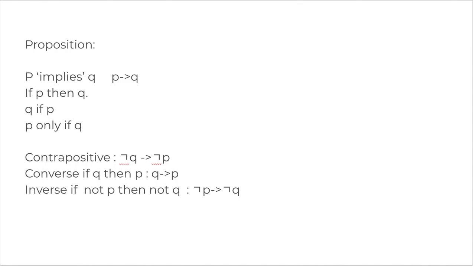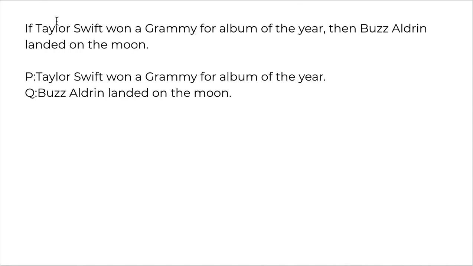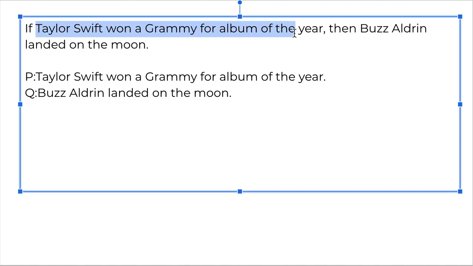Alright? So we'll do a question. The statement is, if Taylor Swift won a Grammy for Album of the Year, then Buzz Aldrin landed on the moon. So let's break this into an implication. We have if, then. This is our first proposition, that is P, and this is the second proposition, that is Q, right? I wrote P and Q here.